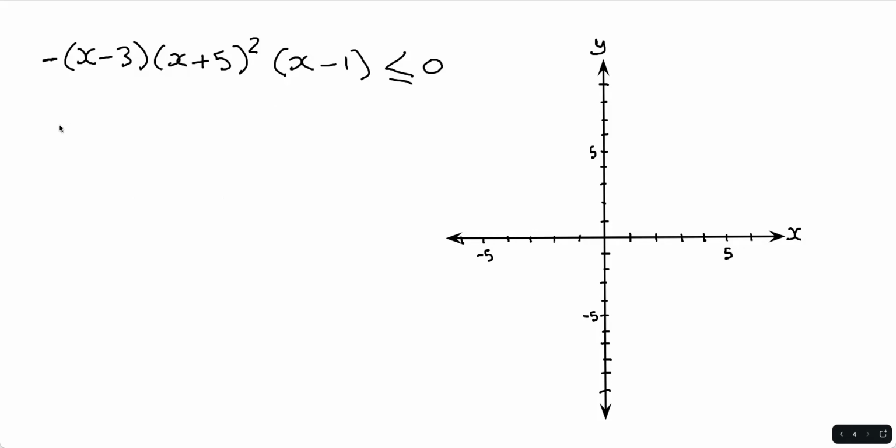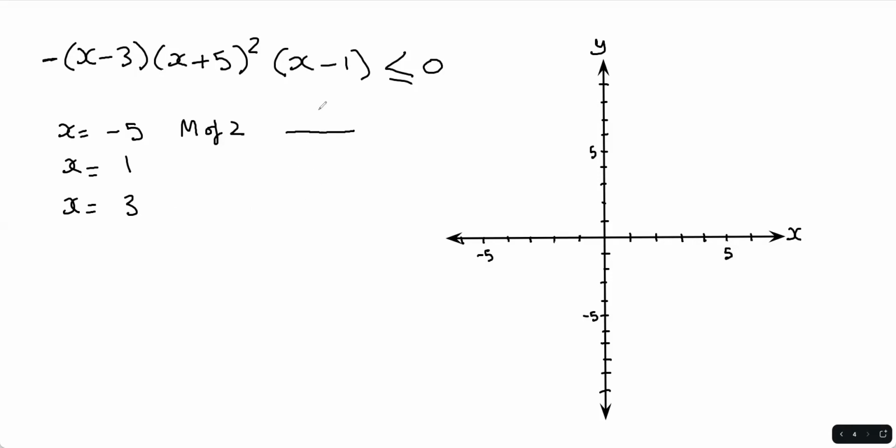Our zeros are x equals -5, and that's a multiplicity, M stands for multiplicity, of 2, and x equals 1, and x equals 3. These are my zeros, and 1 and 3, they are multiplicity of 1, so I don't even bother writing the multiplicity. What does it mean, multiplicity of 2?